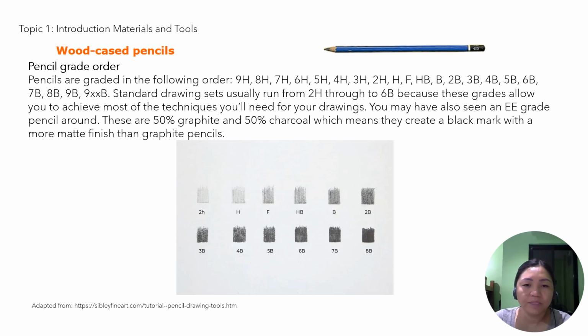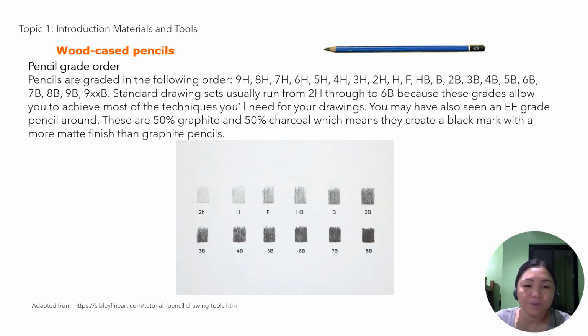Standard drawing sets usually run from 2H through 6B because these grades allow you to achieve most of the techniques you'll need for your drawing. You have also seen an EE grade pencil around. These are 50% graphite and 50% charcoal, which means they create a black mark with a more matte finish than graphite pencil. So below, nakita nyo dito yung different shading of your pencil.